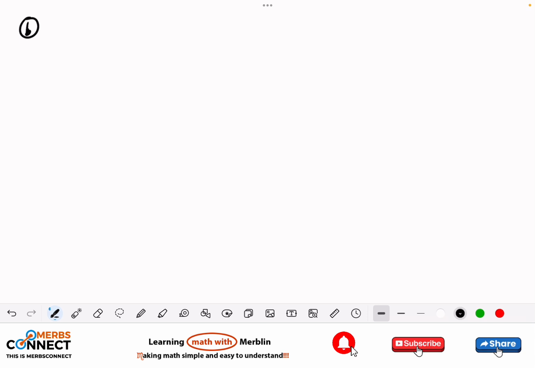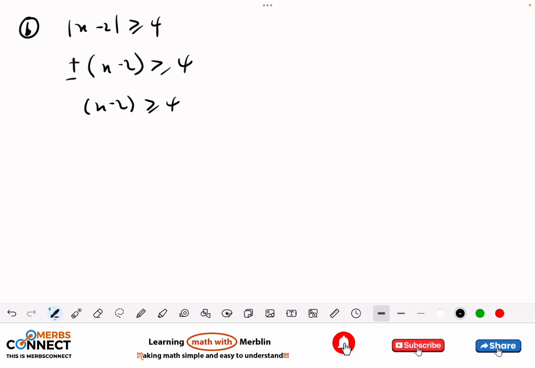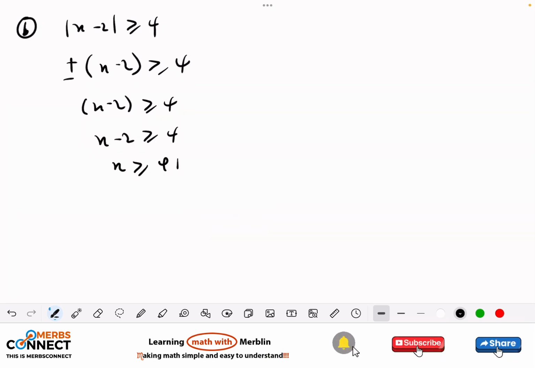Let's assume that we have absolute of x minus 2 greater than or equal to 4. Let's have more fun. So same idea. Since it's absolute, we can do something like plus or minus x minus 2 greater than or equal to 4. When I pick the positive side, I'll have x minus 2 greater than or equal to 4. So x is greater than or equal to 4 plus 2. X should be greater than or equal to what? 6. So this is what you are going to get from the positive side.